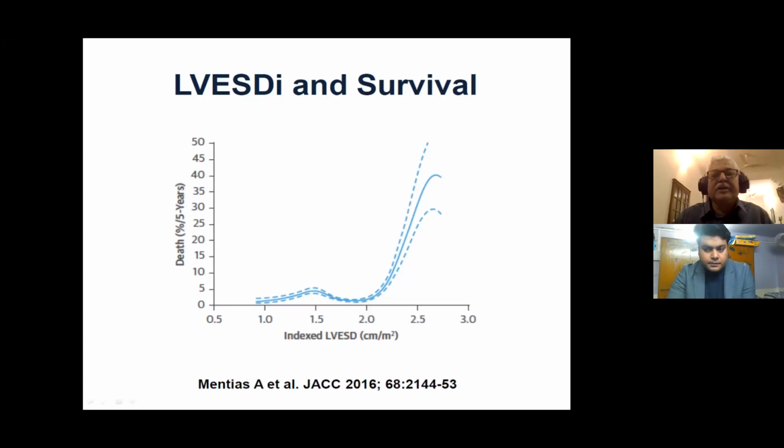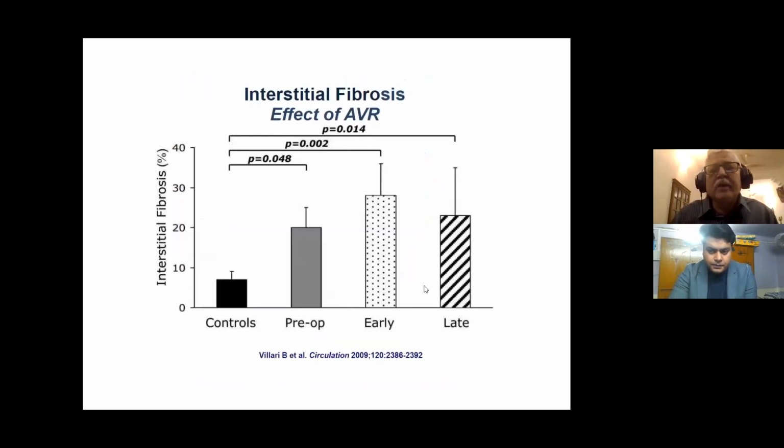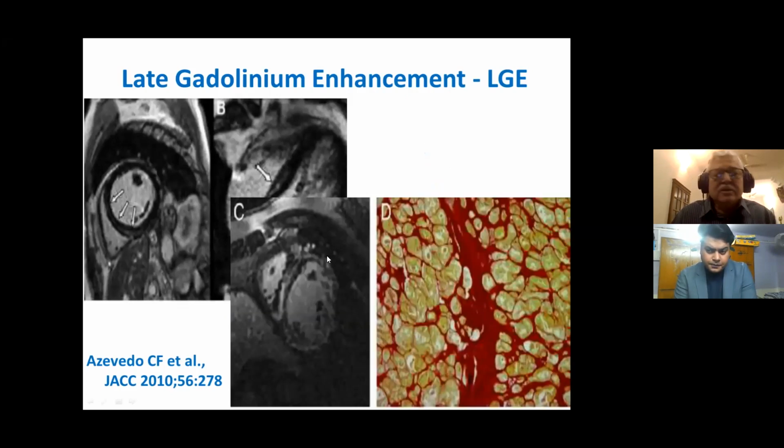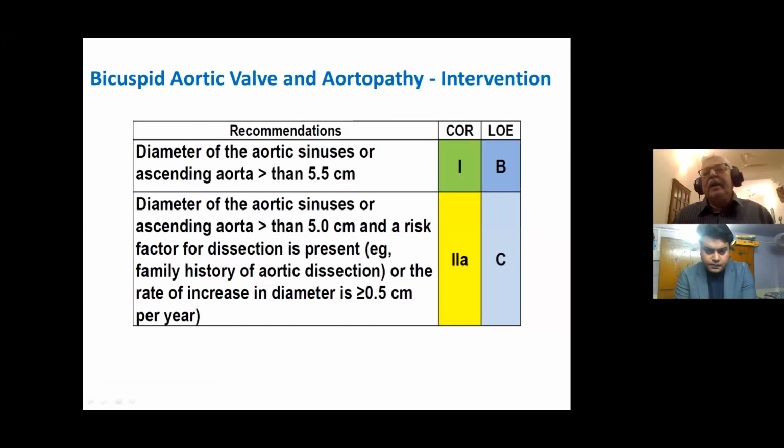end systolic dimension index. Now, this is a study which showed that patients who underwent AVR showed a lot of interstitial fibrosis in the early stages, which persisted in the late stage also. So we have now come to the use of MRI to show mid-septal scars. This study showed that many patients had mid-septal scars, which was corroborated by histopathological findings. So MRI is now increasingly used to time early surgery so that we do not have residual LV dysfunction.